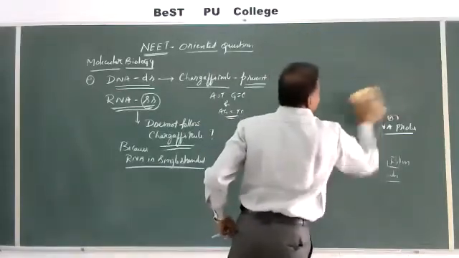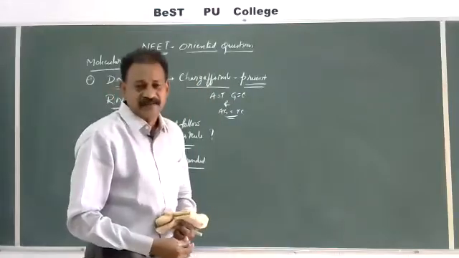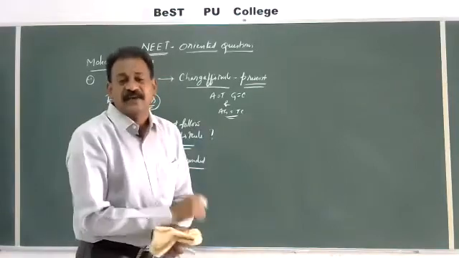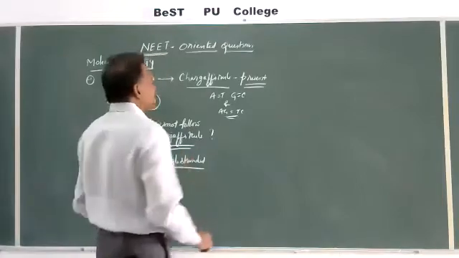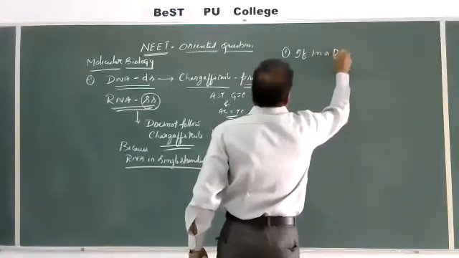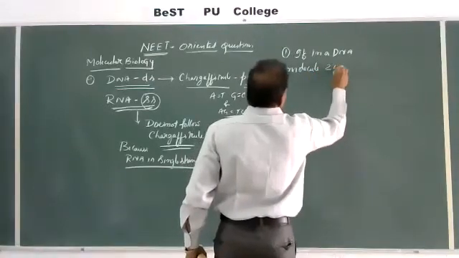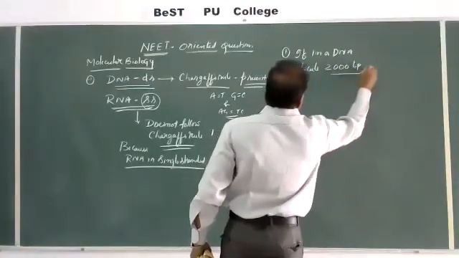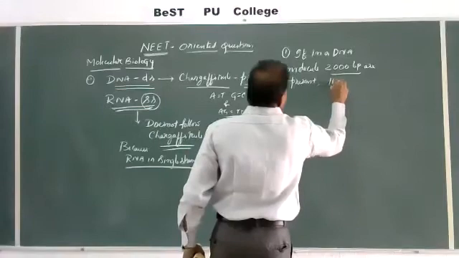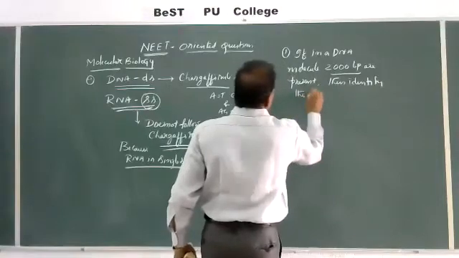We have studied the structure of DNA. We have studied the search for the genetic material, various experiments. We have studied the properties of DNA, salient features of the DNA double helix model proposed by Watson and Crick. Here, if in a DNA molecule 2000 base pairs are present, then identify the following.